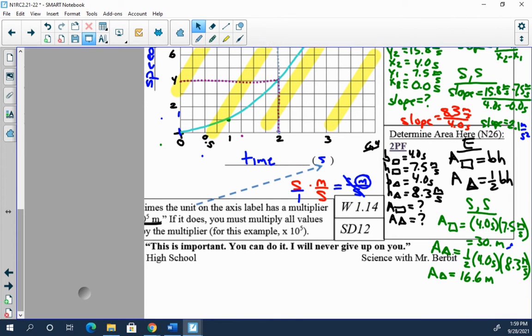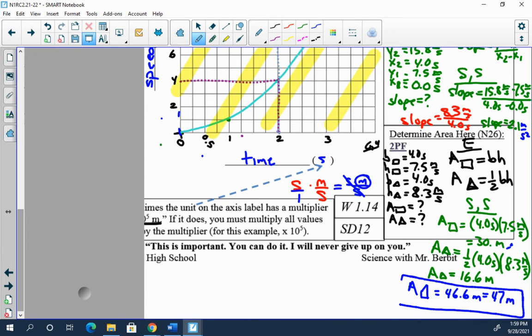So our final answer for the total area of this strange trapezoid shape is the sum of the two, 46.6 meters. And if we're going to go just to the nearest one, that's 47 meters. Now, this area actually has some significance. This is the one part we missed during class. We're going to fill it in right now.